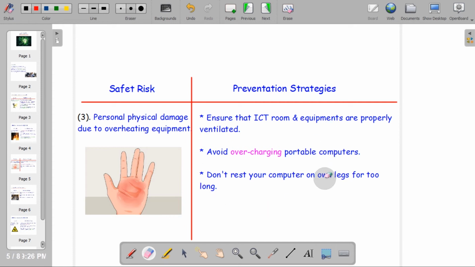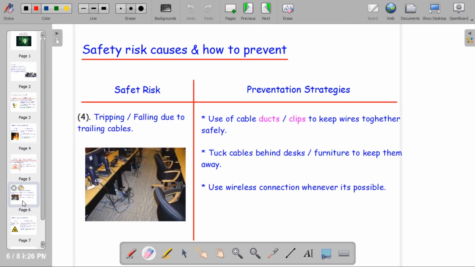So these are the prevention strategies of safety risk number 3. Let's go to the next safety risk, which is safety risk number 4: getting yourself tripped or fall because of the trailing cables or the wiring cables of the computer lab or even at your home. How to avoid falling because of these wires? As you can see, this is one of the unusual things. Never leave the cables like this. They are in a walkway and there's a high chance that you get yourself fall because of that.